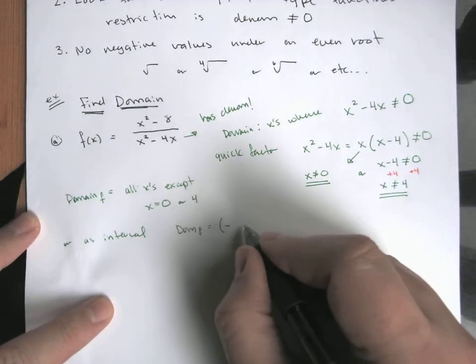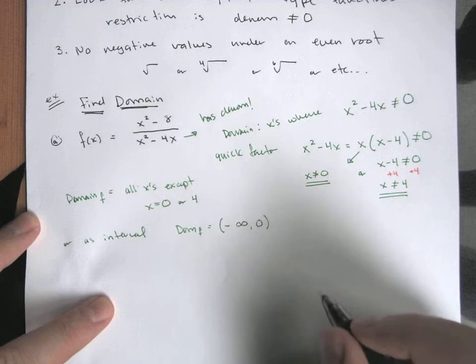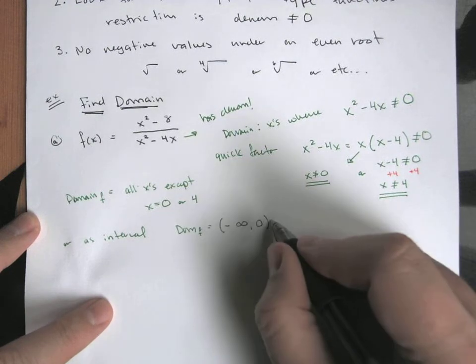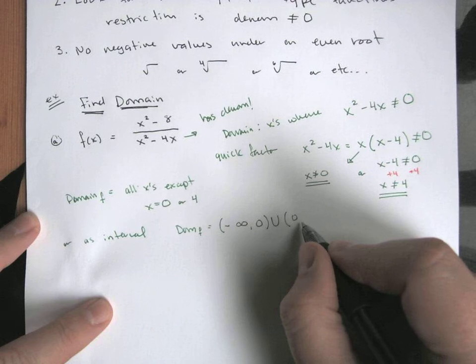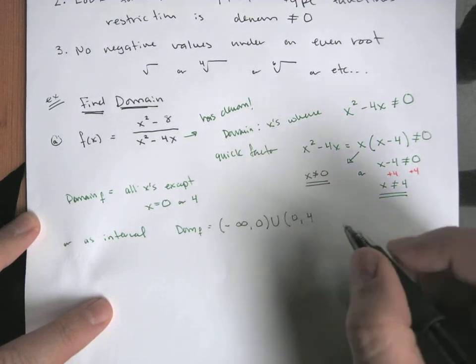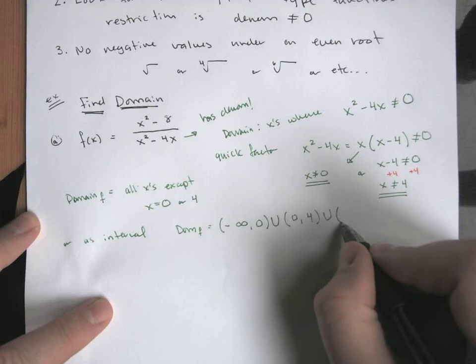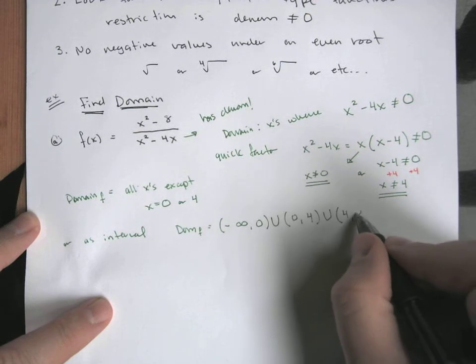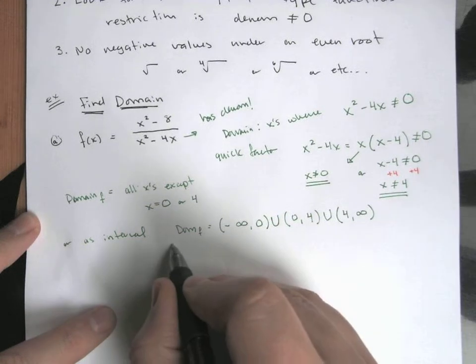So that's going to mean interval style would be negative infinity up to 0. We'll use our parentheses because we're going to jump over it. We'll use our U for union. So we'll pick up on the other side of 0 with our other parentheses, and we'll go from 0 to 4. We'll use parentheses because we're not going to include it, and then we'll jump over it. We'll pick it up again on the other side from 4 to infinity.